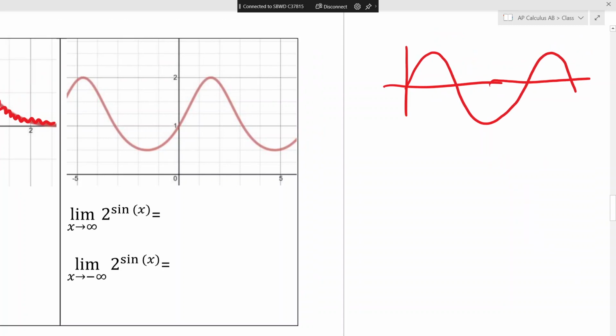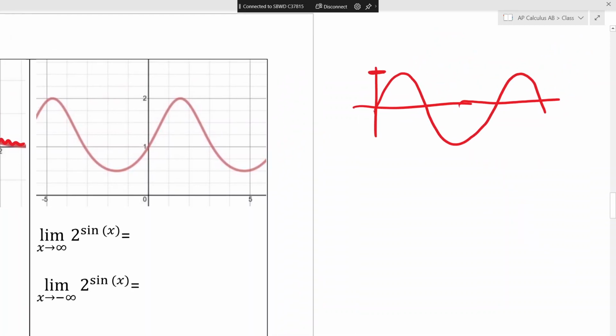Oh, 0 and... What's the biggest sine gets, folks? And the smallest? Sine bounces between 1 and negative 1. Which means 2 to the sine will bounce between 2 to the first, 2, and 2 to the negative 1, 1/2. You guys with me on that? 2 to the first is 2, to the negative first is a half. Look at this graph. It hits 2, then a half, and then 2 again, and then a half. So we do that forever.